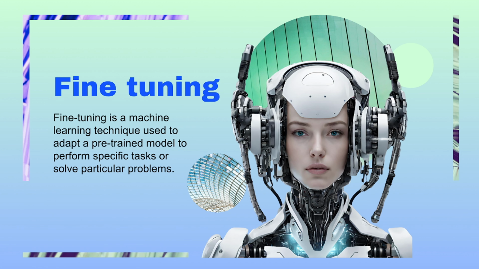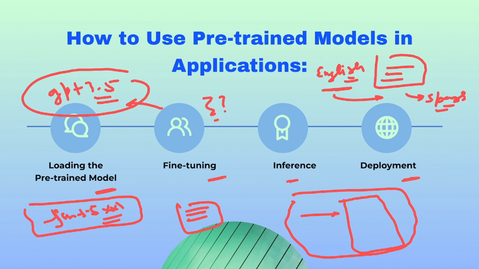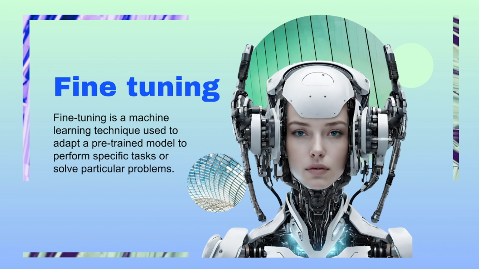Then let's see about fine tuning. Fine tuning is a machine learning technique used to adapt a pre-trained model to perform a specific task or solve particular problems. Already I've talked a lot about fine tuning. Basically, it's a machine learning technique used to adapt a pre-trained model to perform a specific task.